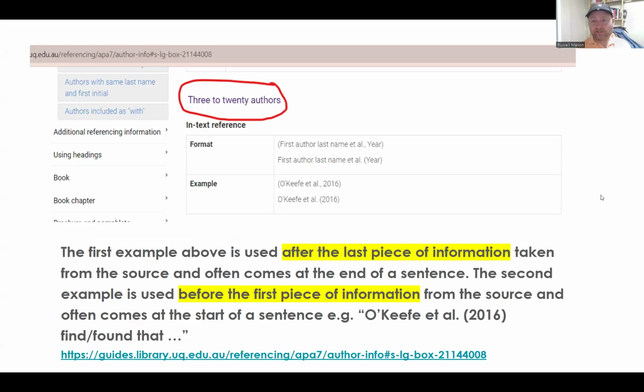If there are three authors, then it's a little bit different. In this case, we use et al. So this is three or more authors up to 20.